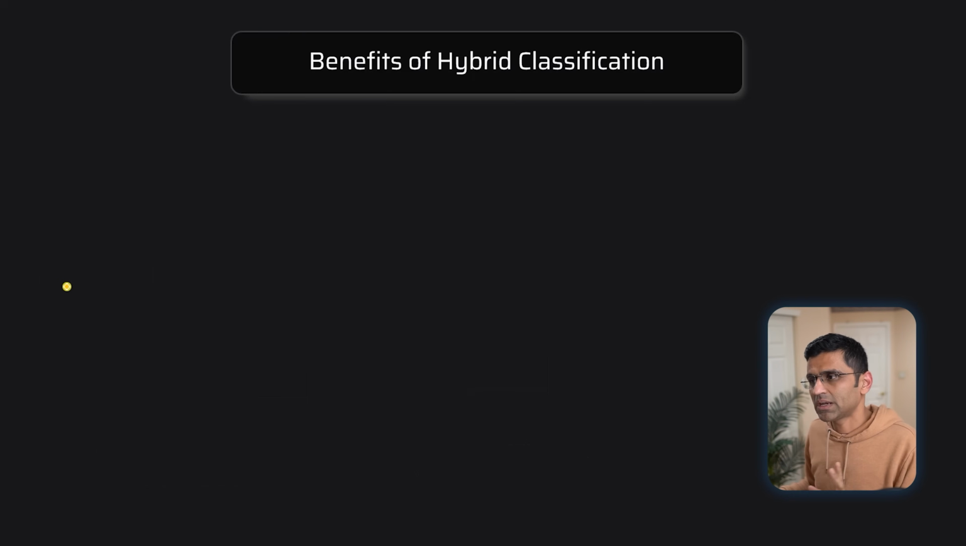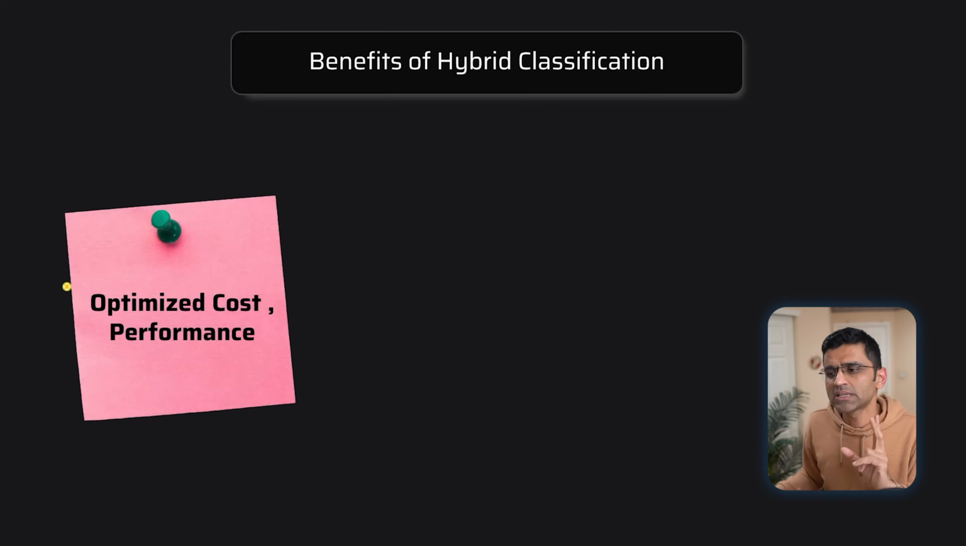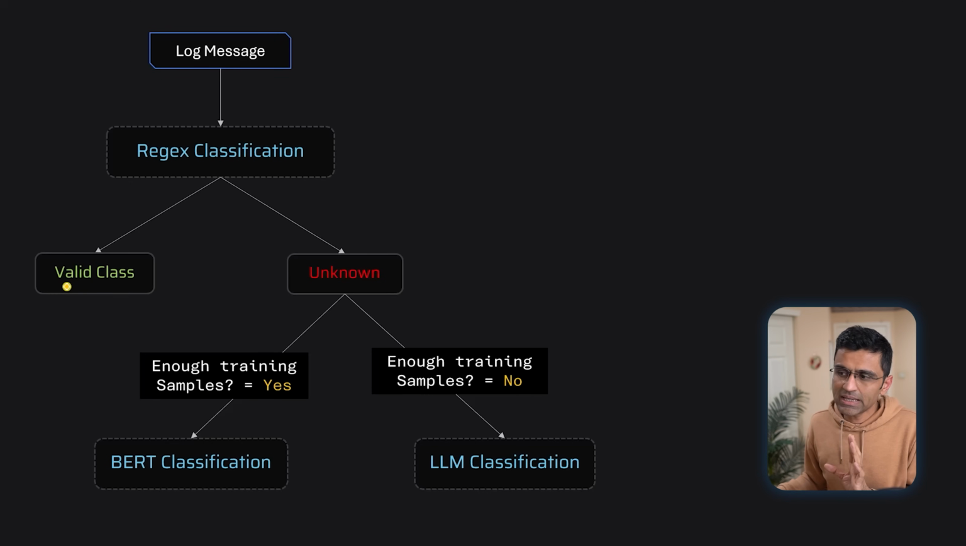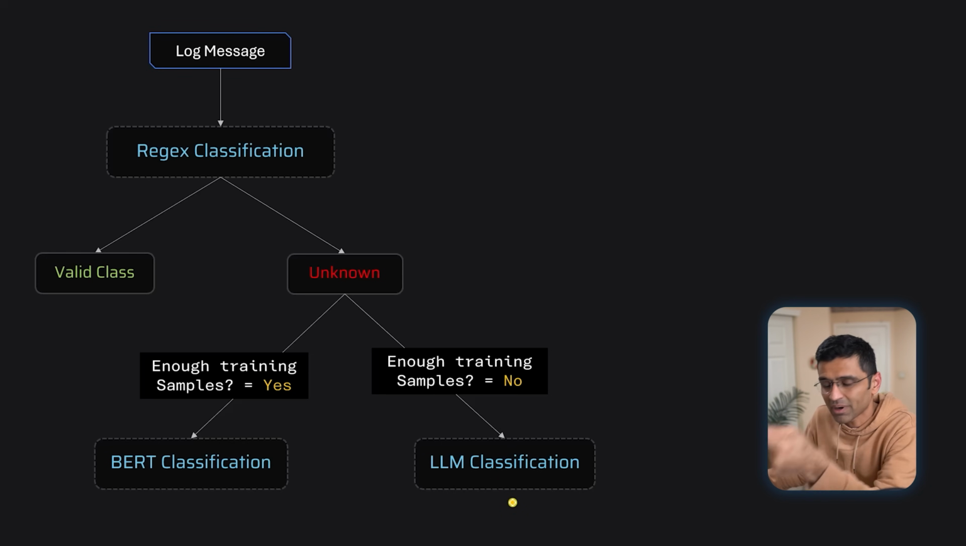There are various benefits of this hybrid classification approach. Number one is you are optimizing cost and performance. Let's say if you use an LLM for all the log messages, it is going to work, but your cost will be higher. If you are using OpenAI, you are paying per token. So your cost is higher. And that is one of the concerns that our client, or any client who is working with any services company, will have.